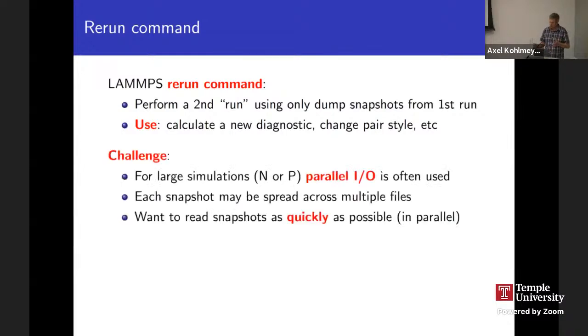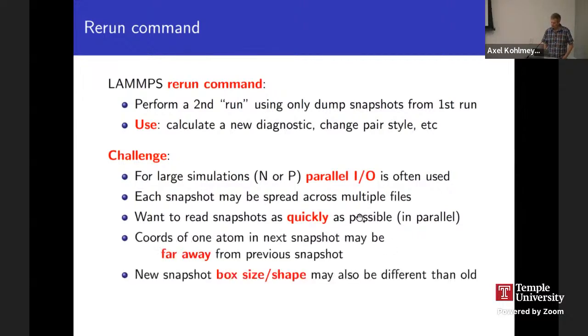So the challenge is when you do a very large simulation in parallel, parallel I/O is often used for these snapshots. And so each snapshot itself may be spread across multiple files. You might have a whole bunch of those snapshots. And really, to minimize the I/O cost, you want to read those snapshots as quickly as possible, also in parallel. You might be running on a different number of processors now to do the second run than you did on the first. So similar to the restart, now you're reading things in, but what you've read in has nothing to do with the atoms you owned on the previous snapshot.